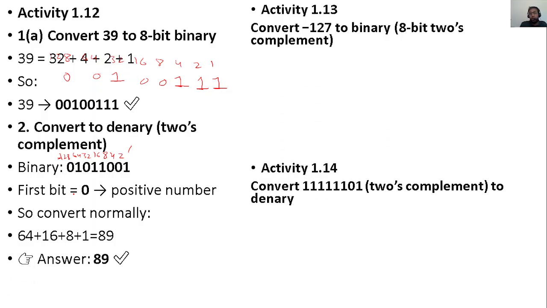And next is convert minus 127 to 8-bit 2's complement. Let's say we have to convert minus 127 to 8-bit 2's complement. I'm going to first use the direct method, that is minus 128, 64, 32, 16, 8, 4, 2, 1.